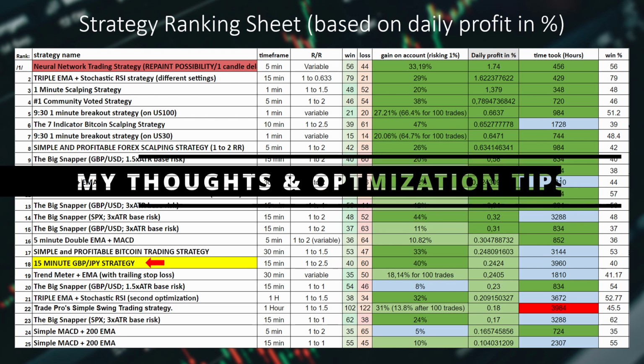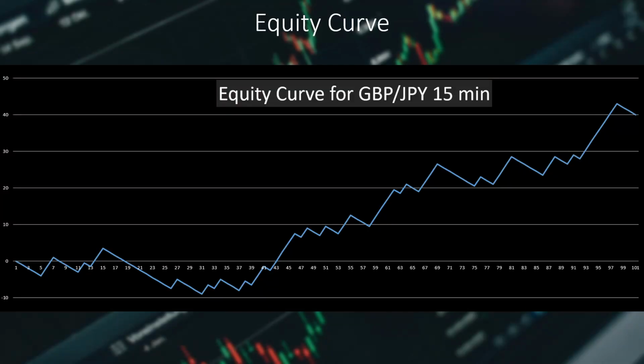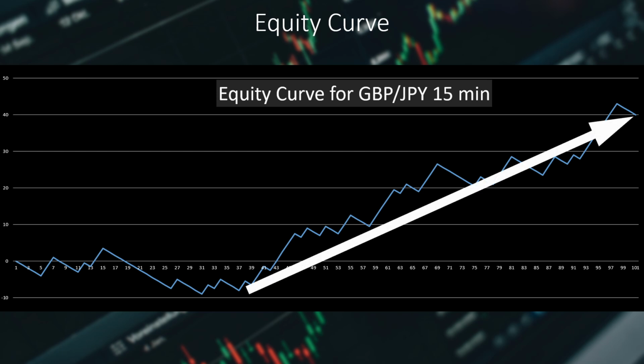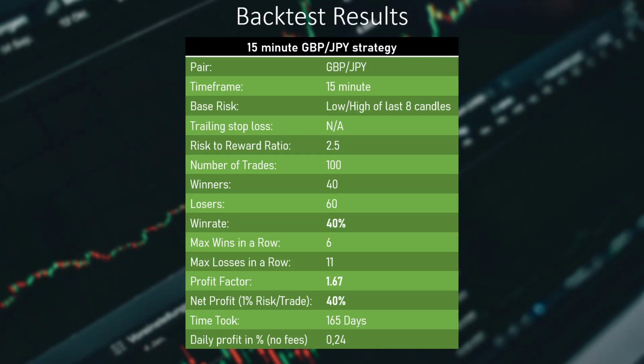Finally, let me share my thoughts on this strategy and a few optimization tips. In my opinion, the equity curve can tell a lot about the strategy. This strategy's equity curve is good, but not the best I've seen. After the 37th trade, it has a very nice uptrend, which is promising on its own, but before that it had a big drawdown and a sideways period, which are not good signs. Also, we have to keep in mind that this backtest was performed on only 100 trades, so it is very likely that it can have a different equity curve and it can be much worse.